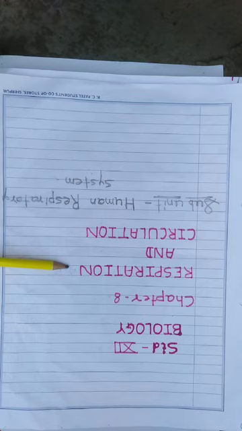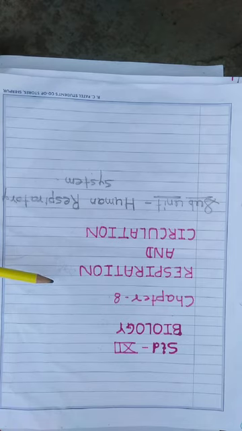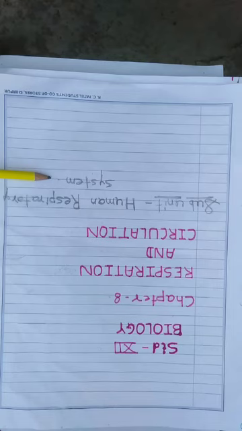Hi everyone. In my first lecture, we studied the definition of respiration, organs of respiratory exchange, gas exchange in plants, and respiration in animals. Now we are going to proceed with the next topic of this chapter. The next topic of the chapter on respiration and circulation is the human respiratory system. So friends, today we are going to discuss the human respiratory system.